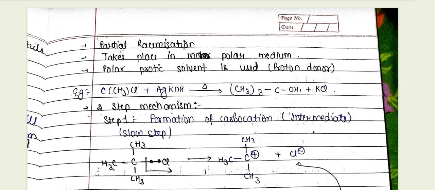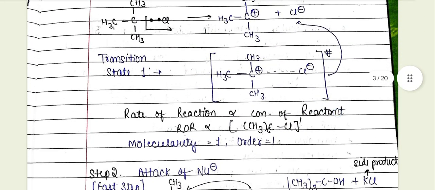(CH3)3CCl plus aq. KOH on heating gives rise to (CH3)3COH plus KCl. Two-step mechanism. Step one, the formation of the carbocation, the intermediate, which is a slow step. Transition state will form. The rate of reaction is directly proportional to the concentration of reactant.